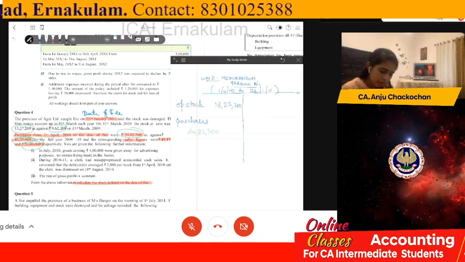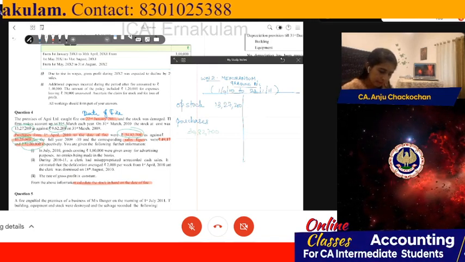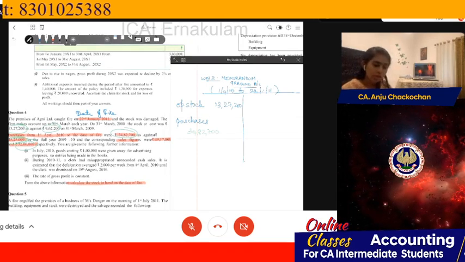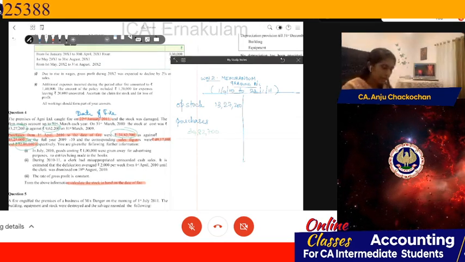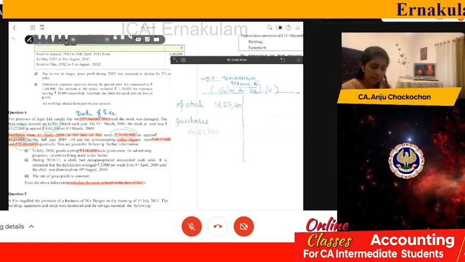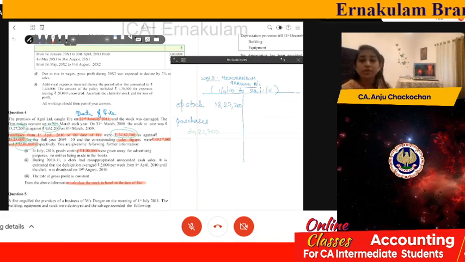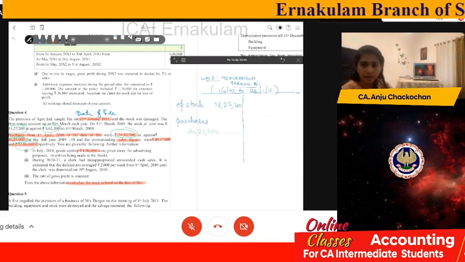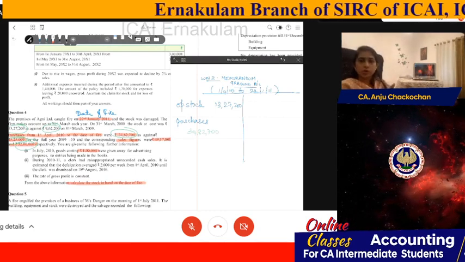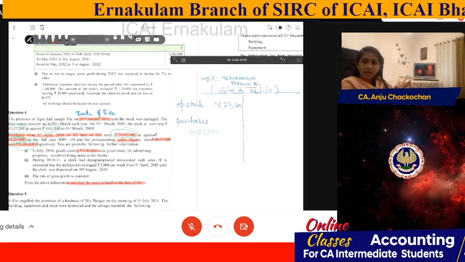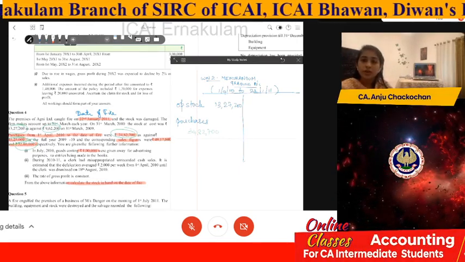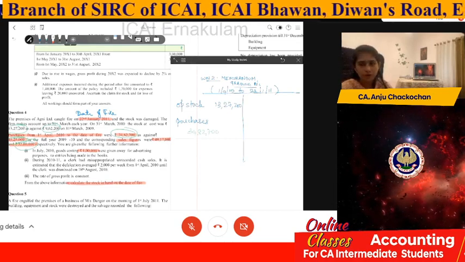34,82,700. Now listen, everybody. In July 2010, goods costing rupees 1 lakh were given away for advertisement purposes. No entries have been made in the books. We purchased those goods, 1 lakh, and this 1 lakh we have given for advertisement. Is that any more available for further sales? It is not available for further sales, right?